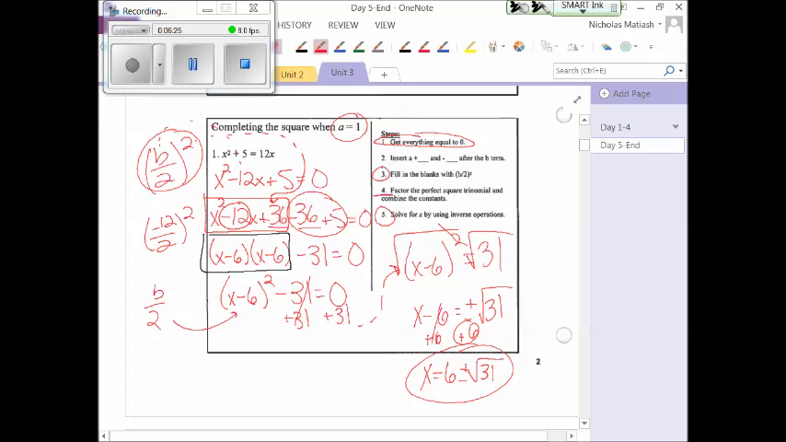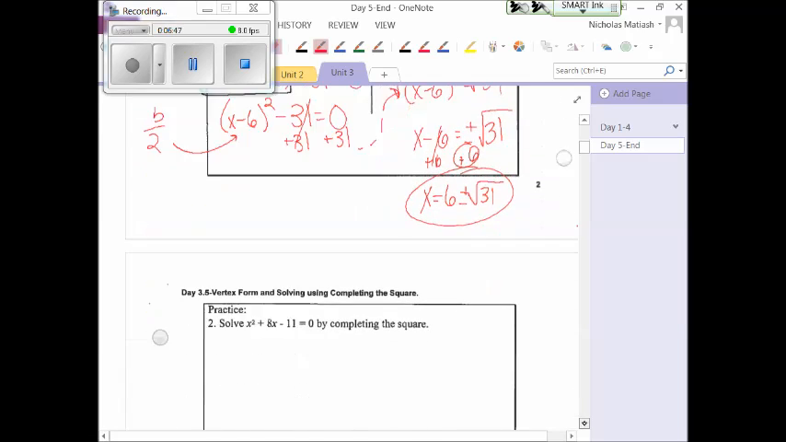So that, in a nutshell, is completing the square. Yes, it's going to get a little bit more complex, but these 5 steps will always remain the same. So just follow through with everything that you're seeing here, and you'll be able to complete the square no problem if a is equal to 1. With a being bigger than 1, things change a little bit, but that's essentially the nuts and bolts.